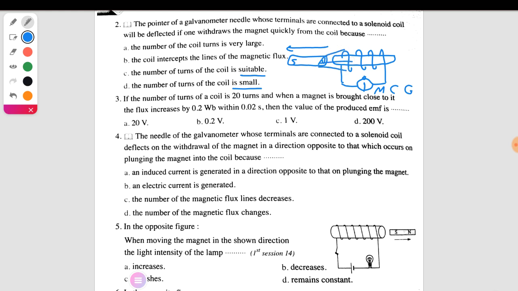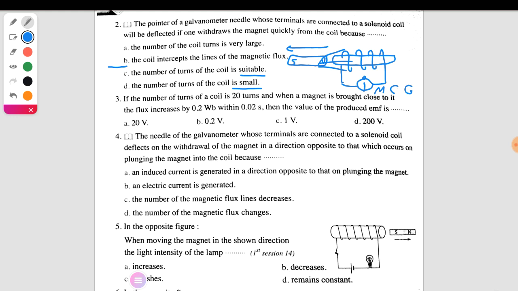Lines. When we move toward the solenoid, the magnetic flux increases. When we move away from it, the magnetic flux decreases. This means that the deflection depends on the coil intercepting the lines of the magnetic flux. This is the answer. This is the right answer.